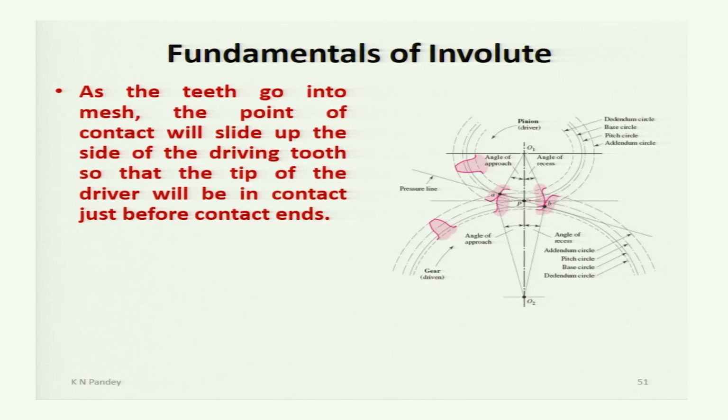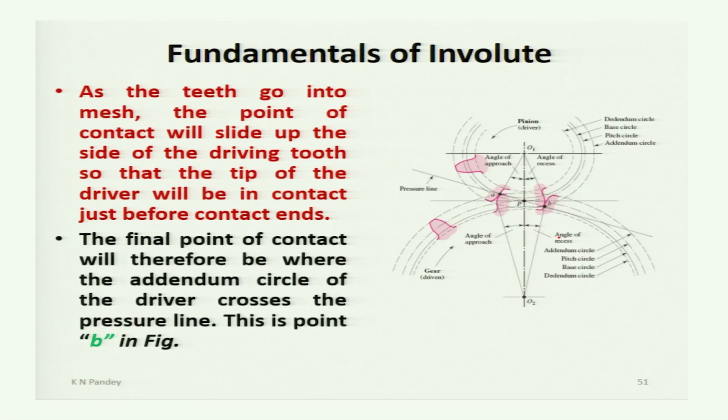Okay. So, these A and B points are the start point and end point of contact of a set of gear teeth. Now, from B, a profile of the gear tooth is made, and the point where that profile intersects the pitch circle is joined with the center, and the angle between that line and the line joining the center is called the angle of recess.